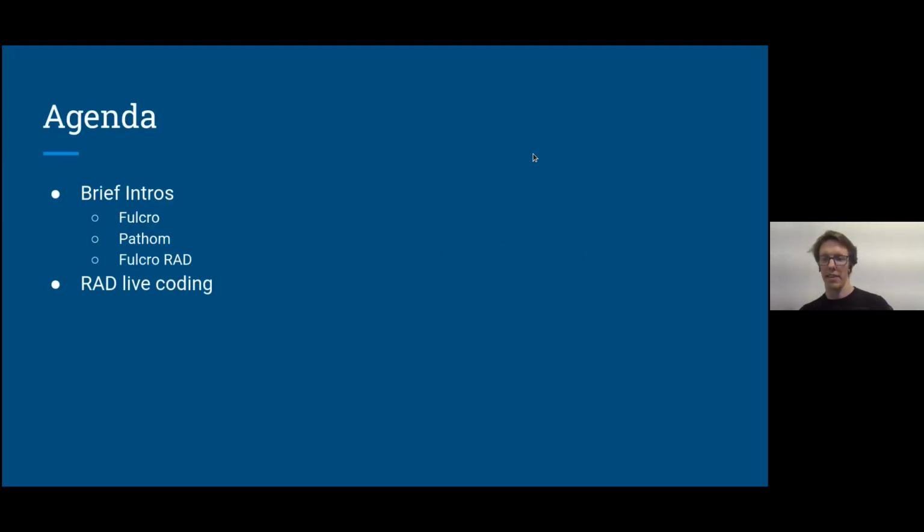Okay, so here's the plan. I have some brief introductions just to give you guys some kind of foundational high-level understanding that's helpful for understanding what's going on. So we'll start by just talking about Fulcro itself, which Fulcro Rad is built on top of. We'll talk about Pathom, which is a library that really underpins a lot of the backend implementation of Fulcro Rad. We'll talk about Fulcro Rad itself briefly, and then the meat of it will be we'll actually build some stuff with Fulcro Rad, because I think that's really the most revealing way to learn about software.